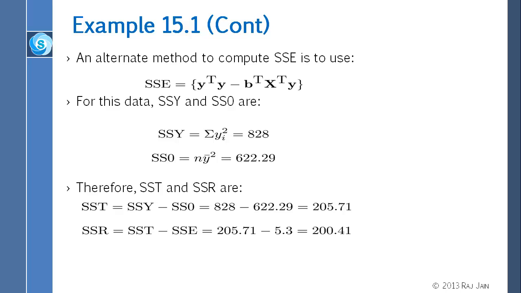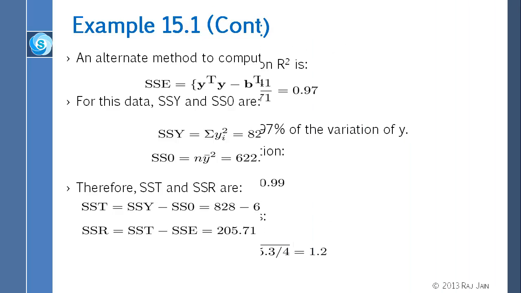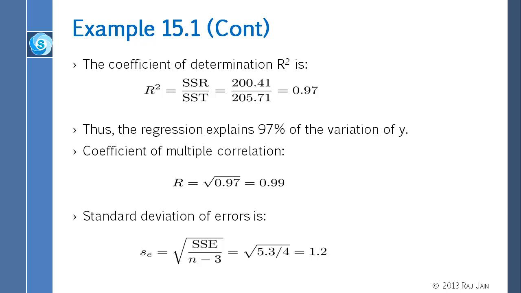So the total sum of squares is 205, but after we fit the model, the errors have total sum of squares of 5.3. So the model explained 200 out of 205. All right, that measures the goodness of the model, that it explained 200 out of 205, which is like 97% of the variation, right? And so the R square is whatever is explained by the regression divided by the total. And so the regression explains 97%.